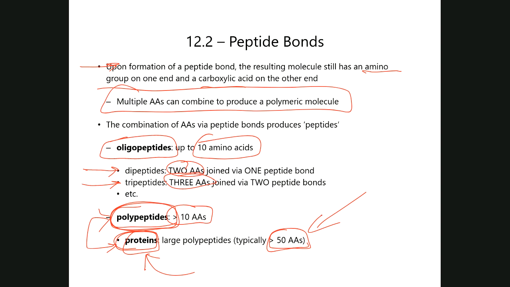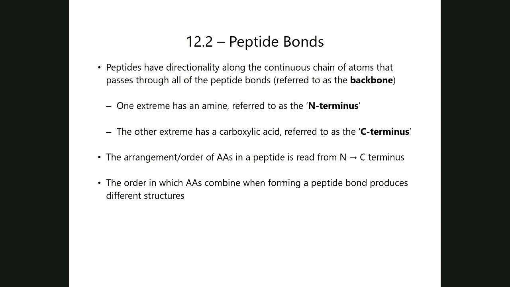So as I've been mentioning, as these peptide bonds form, as these polypeptides start to grow, no matter how many amino acids have combined, you will always end up with one end that has a nitrogen, and on the other extreme an end that has a carboxylic acid. So this is why we say that peptides have directionality. If you follow the main continuous chain of nitrogen, alpha carbon, carboxylic acid, nitrogen, alpha carbon, carboxylic acid. Now, of course, the carboxylic acids are no longer there. They've reacted with the nitrogen of the next amino acid to form an amide.